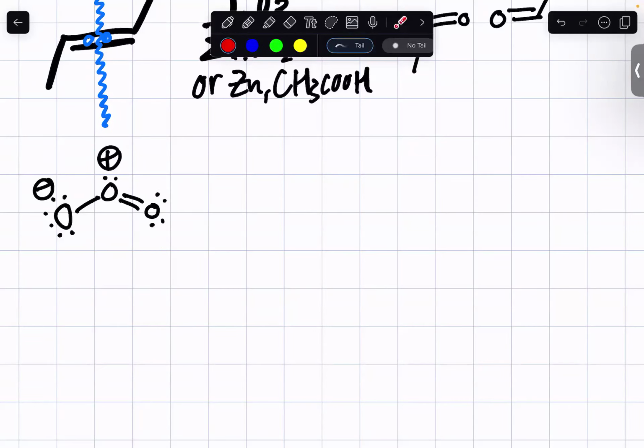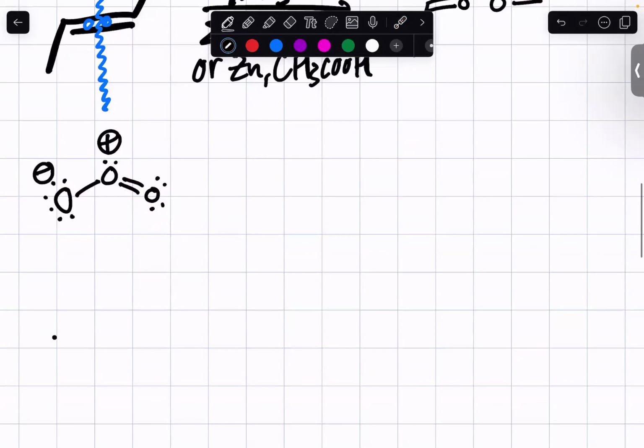Okay, there are three oxygens bonded to each other, where this oxygen here with one bond and three lone pairs of electrons is negatively charged. This oxygen here with three bonds and one lone pair is positively charged. And this oxygen here with two bonds and two lone pairs is neutral.